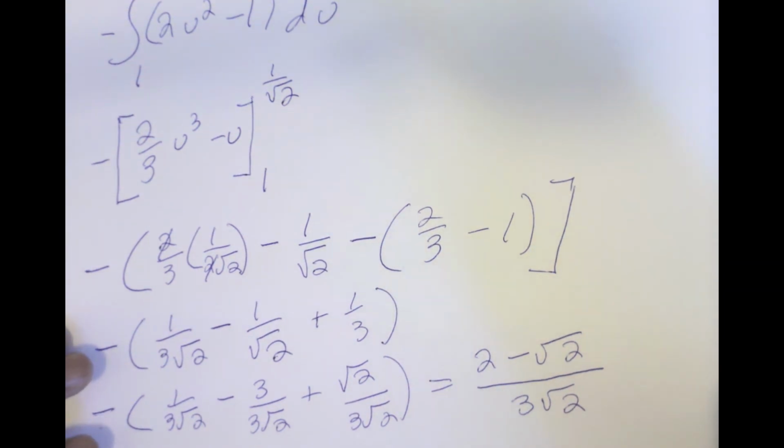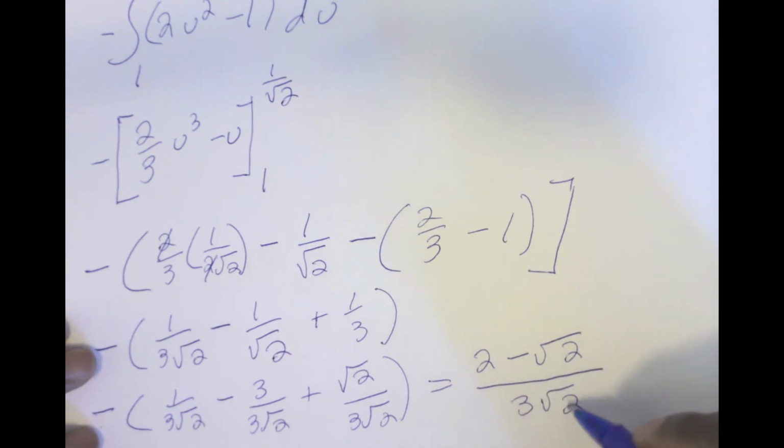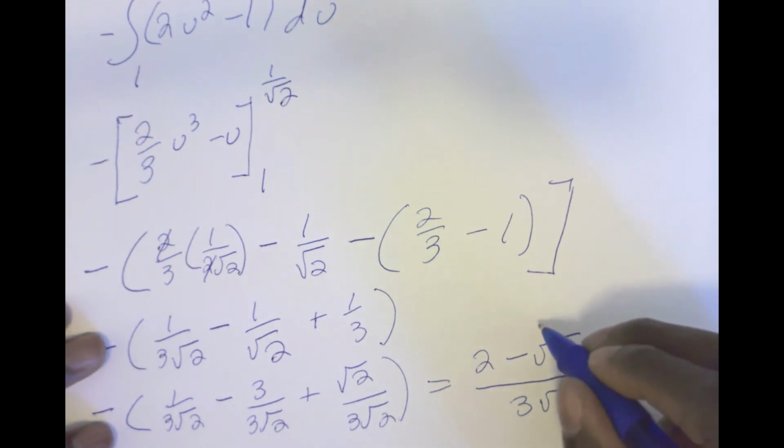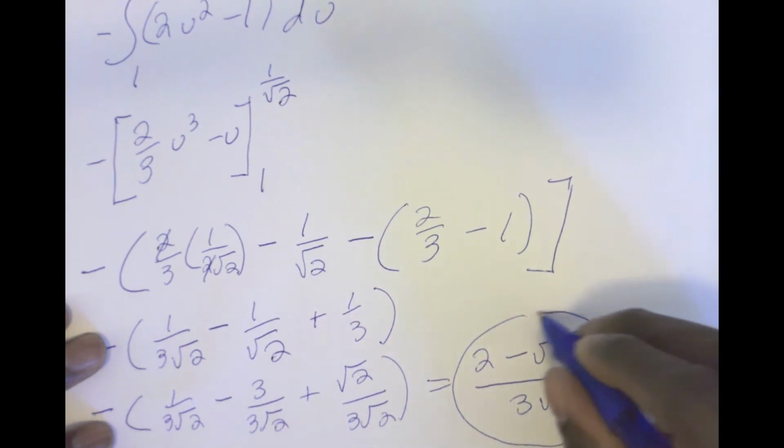And we can pretty much leave it there if you want. Or you can divide both these guys by the square root of 2 if you want to make it a little simpler. But I think it's fine the way it is. So I'm going to go ahead and leave this guy in this format.